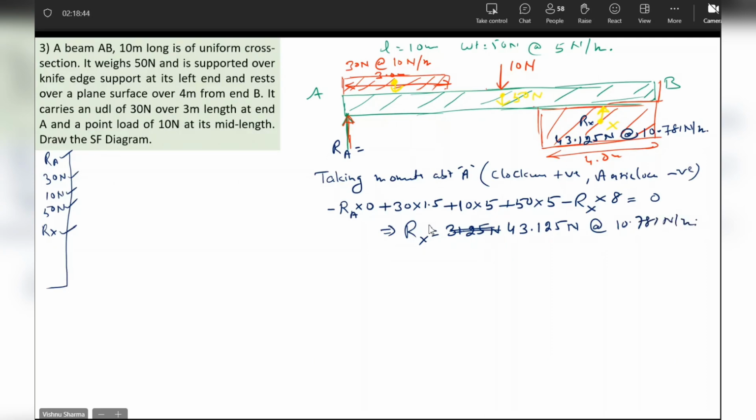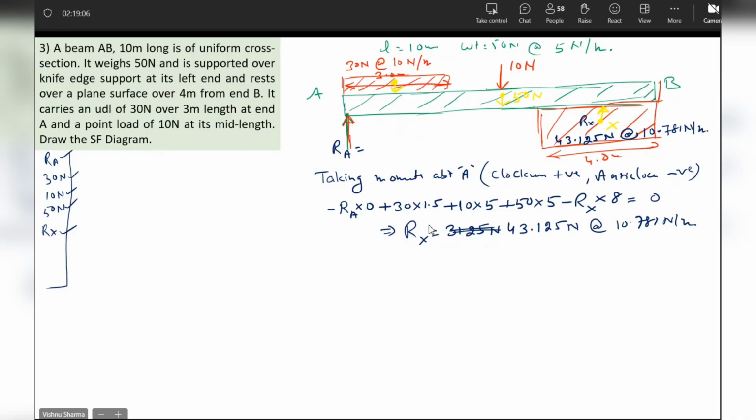Understood? Rx is not a concentrated reaction. It's distributed over 4 meters. Am I right? Like the UDL is on top, this reaction is distributed from down upwards, right? Class clear? Yes, sir.